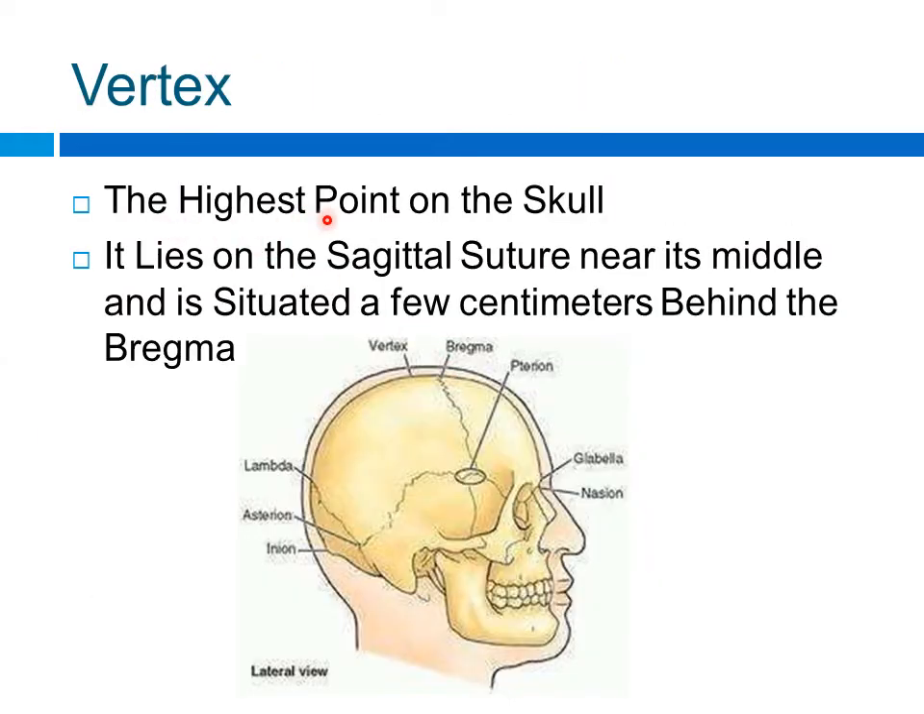What is vertex? Vertex is the highest point of the skull on the sagittal suture. It lies on the sagittal suture near the middle of the suture, and it is situated a few centimeters behind the bregma. So the bregma is the meeting point between the coronal and the sagittal suture, and a few centimeters behind the bregma you have the vertex of the skull, which is the highest point of the skull.